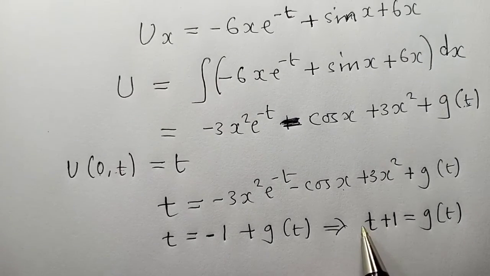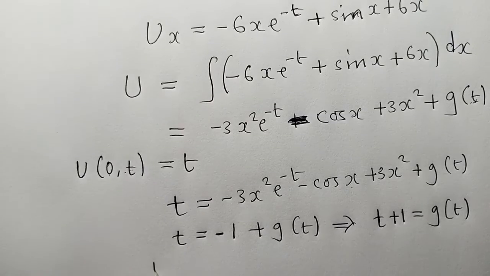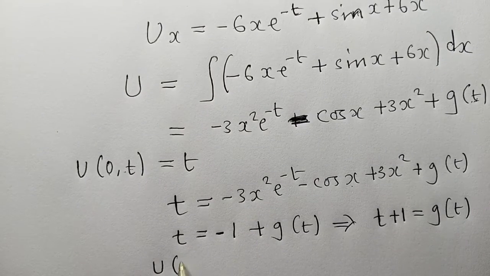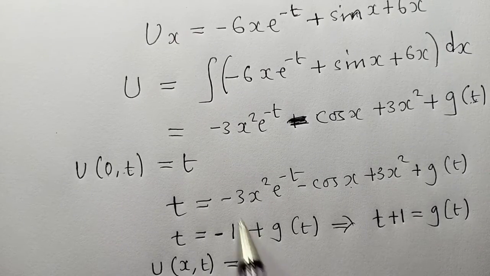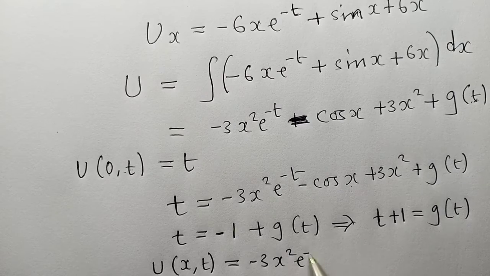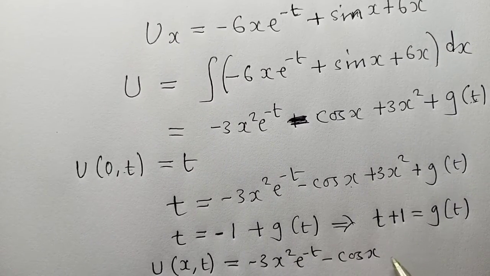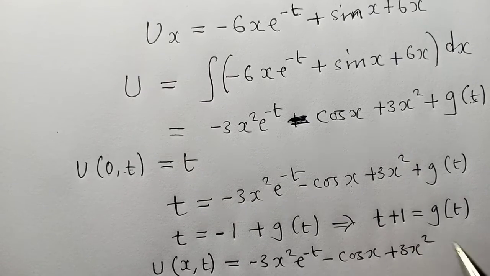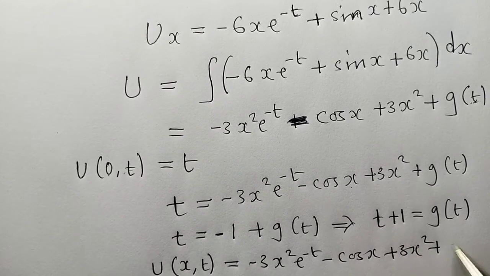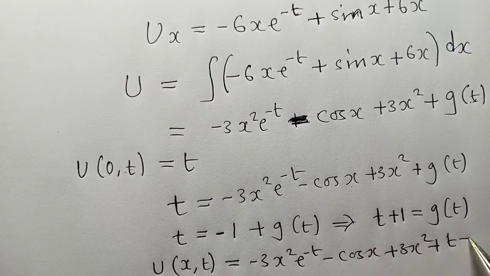So if you're able to see nicely, our solution will just be u of x, t is equal to negative 3x squared e negative t minus cos x plus 3x squared plus, now we substitute this where this is, so it will be plus t plus 1.